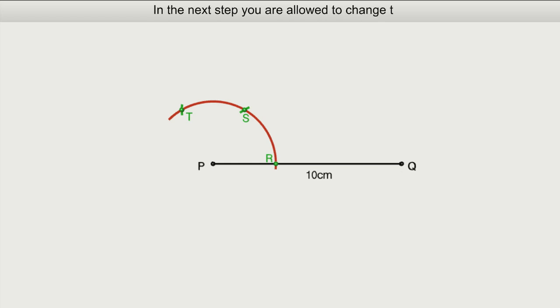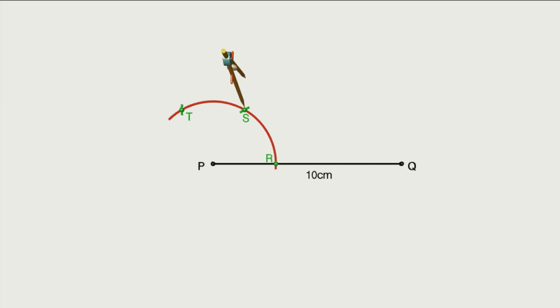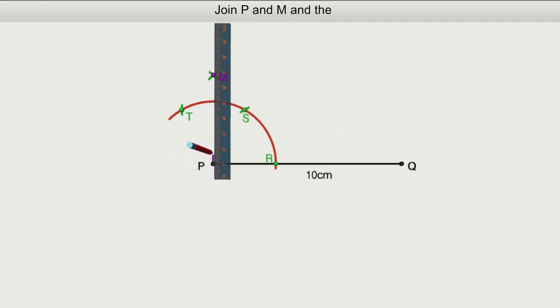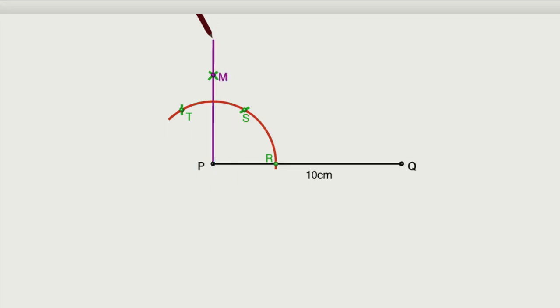Now in the next step you are allowed to change the radius, but the radius must be more than half the length ST. Take some radius and keeping it the same for both the arcs, draw two arcs with the centers S and T. Let the arcs intersect at point M. Join PM and produce it upward. Let the end point of this line be N.